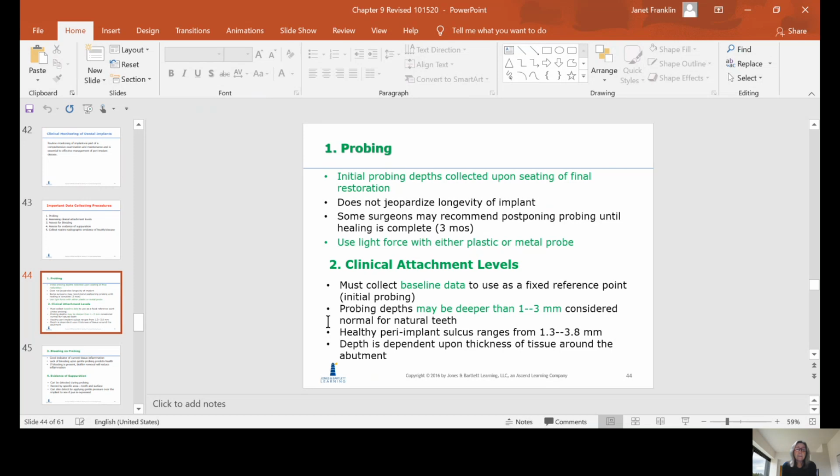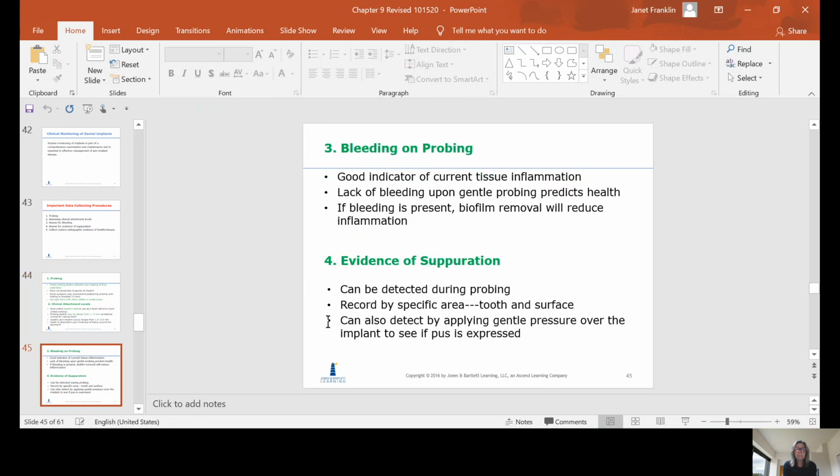So when you're probing around, you may get 3 to 4 millimeter probing depths around an implant, but one of the main things we're looking for is signs of inflammation and bleeding, or the potential for breakdown. The depth is dependent upon the thickness of the tissue around the abutment.